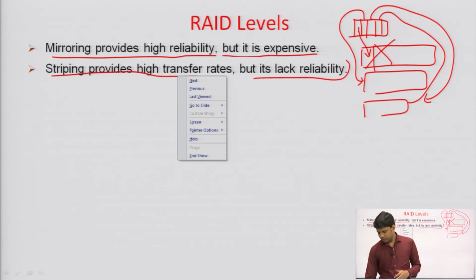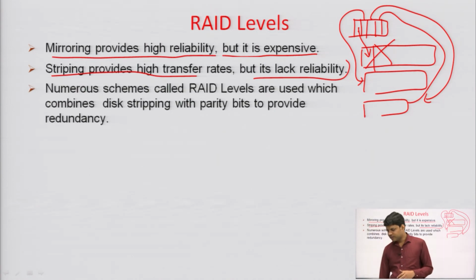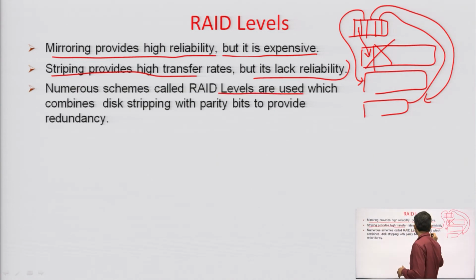So now numerous schemes called RAID levels are used, which combine disk striping with parity bits to provide redundancy.